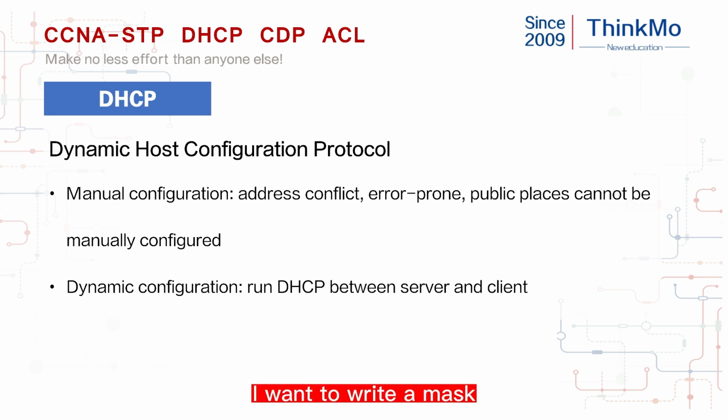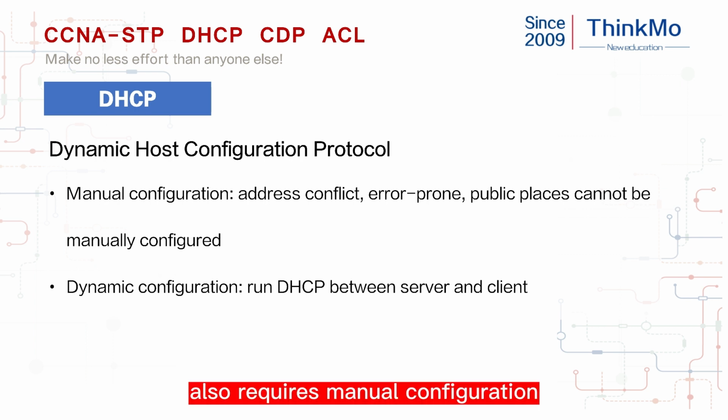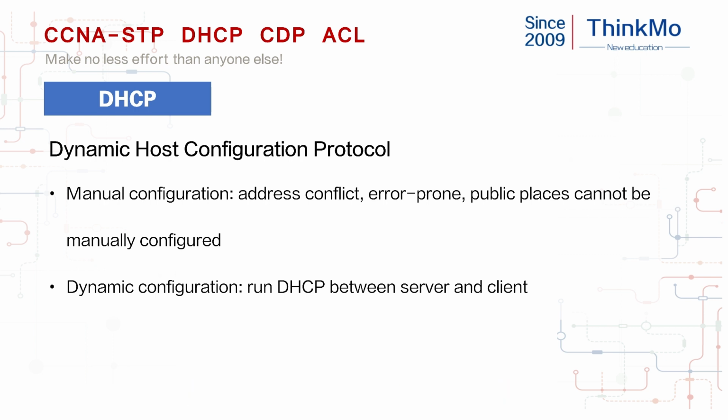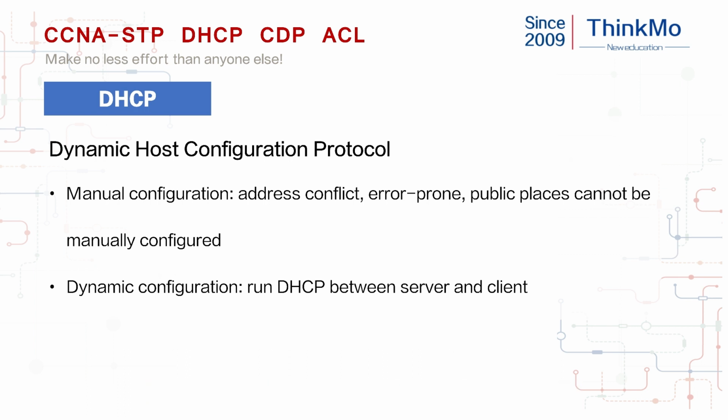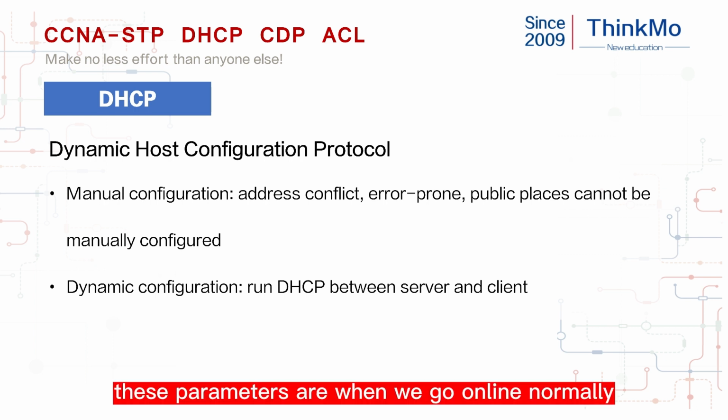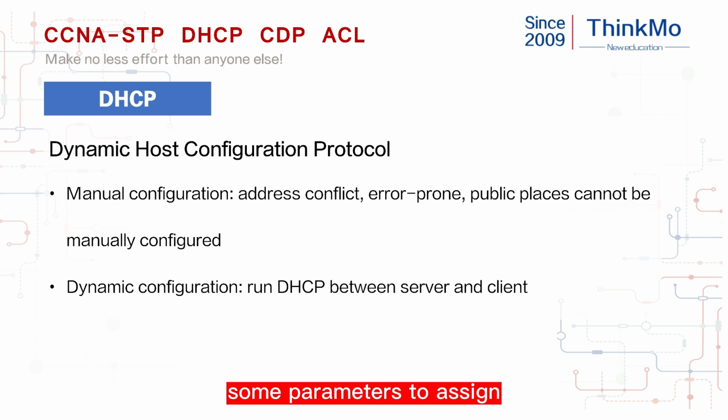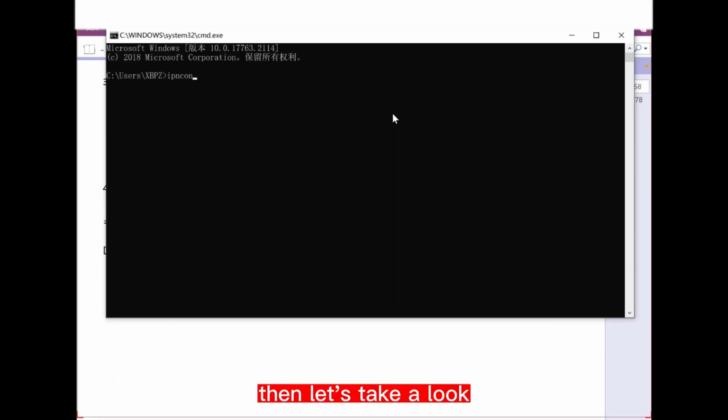If I want a mask, it also requires manual configuration. In the future, to use this device to access some domain names on the public network, I have to request their IP. So how do I know the IP? DNS also has to be configured. These are the parameters to assign when we go online normally. Then let's take a look.